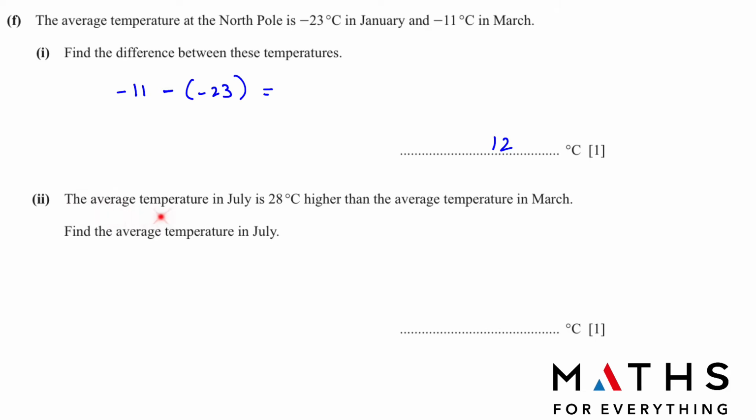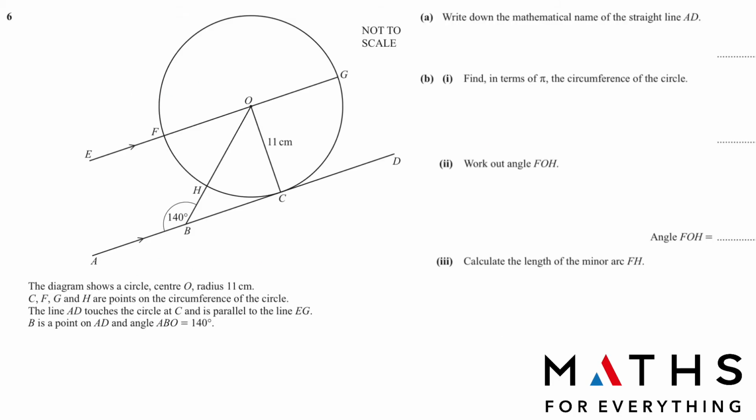F2, the average temperature in July is 28 degrees centigrade higher than the average temperature in March. Find the average temperature in July. So negative 11, it's higher, so we add plus 28. Will give us 17 degrees centigrade as the answer.